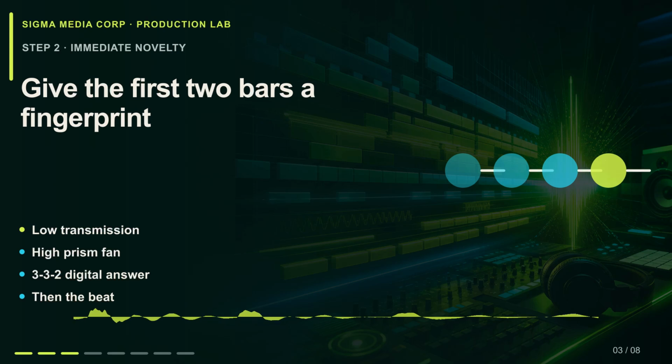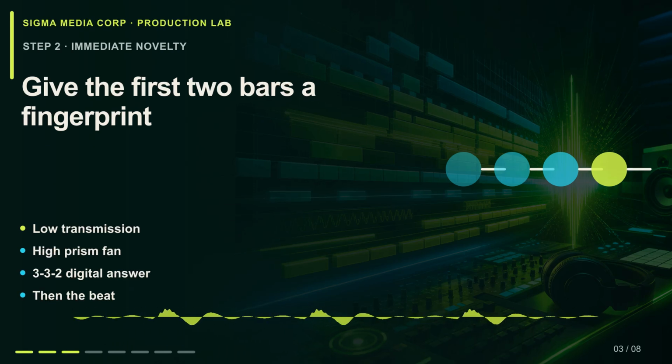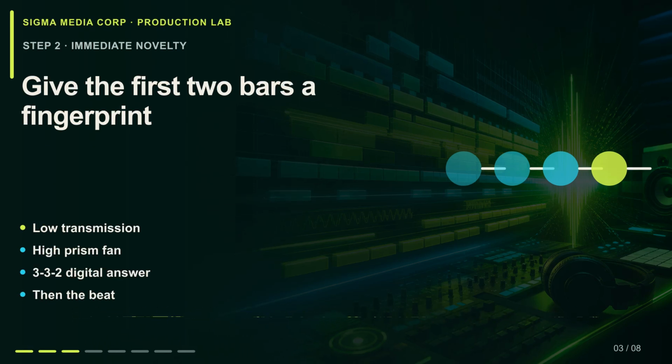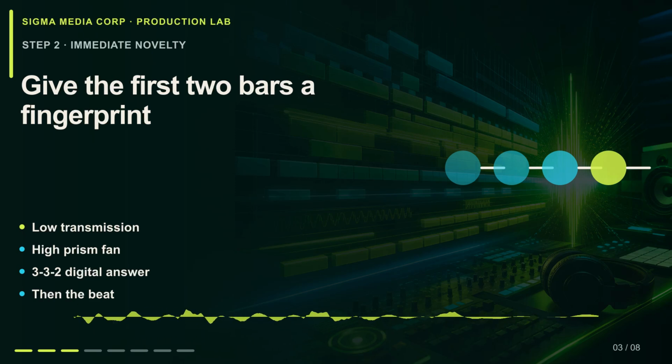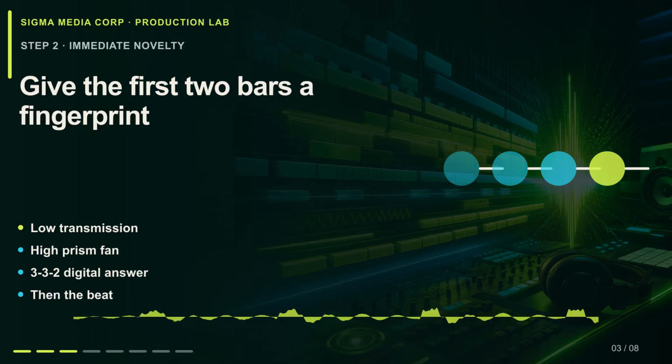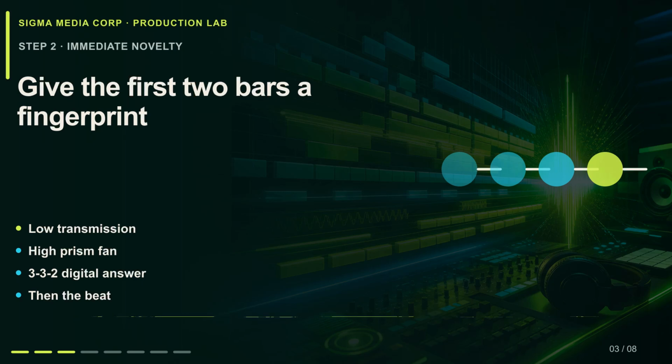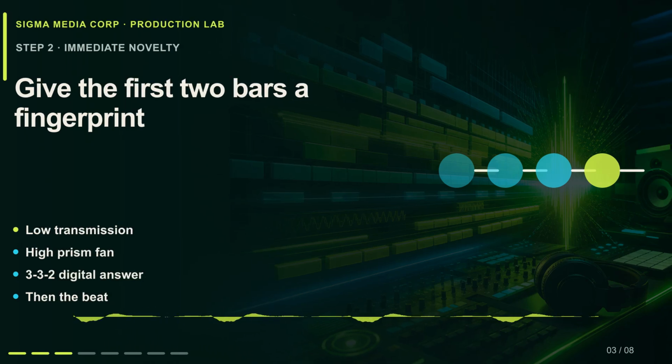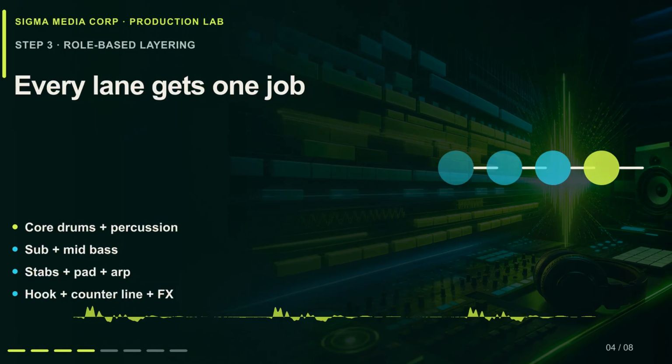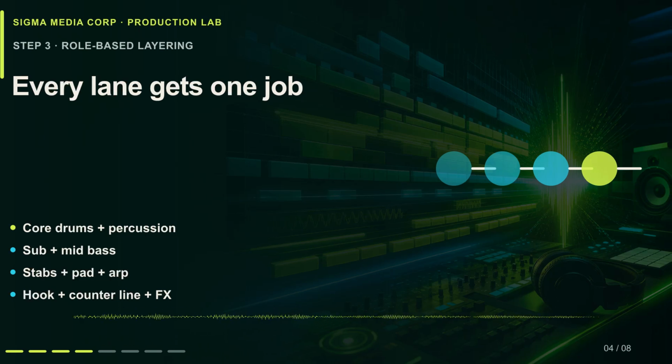This is a useful writing rule. Create one unmistakable 2-bar event before building the full arrangement. It can be a rhythm, a sound design gesture, or a melodic contour. If a listener can recognize the track from that tiny moment, the rest of the production has something concrete to orbit.